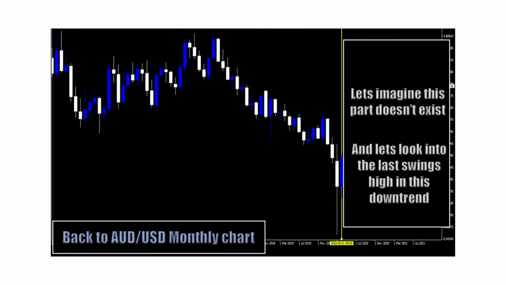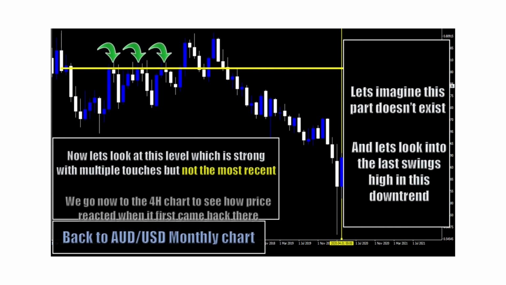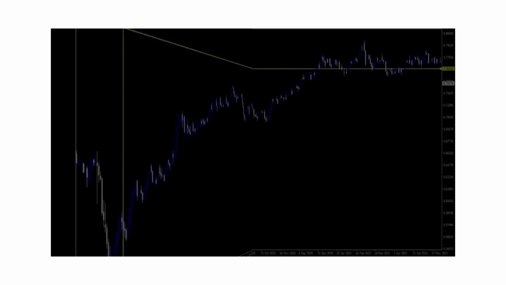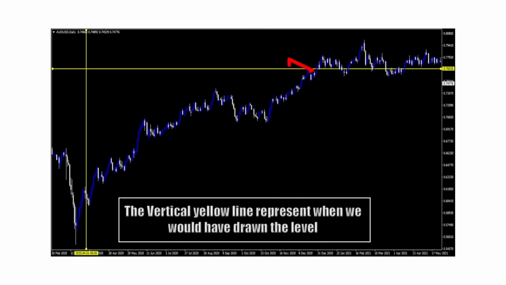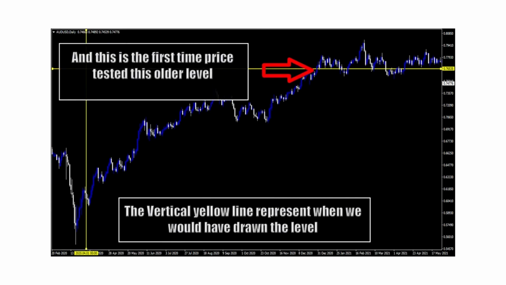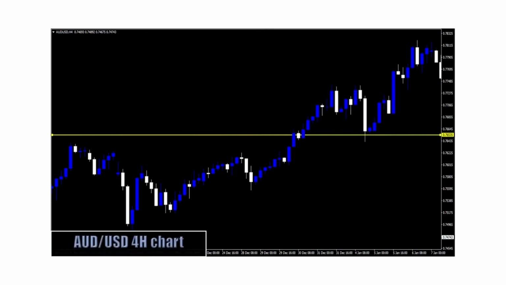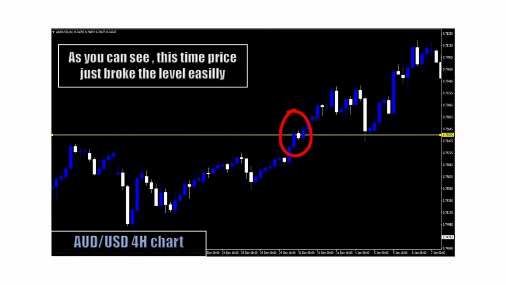Let's come back to the AUD/USD monthly chart. Now let's look at this level, which is strong with multiple touches, but not the most recent. We go now to the forward chart to see how price reacted when it first came back there. So right here, this is a daily. To zoom in a little bit, this is the first time the price tested this older level. Now we are on the forward chart and let's see what happened. As you can see, this time, price just broke the level easily. There was no possibility to enter.